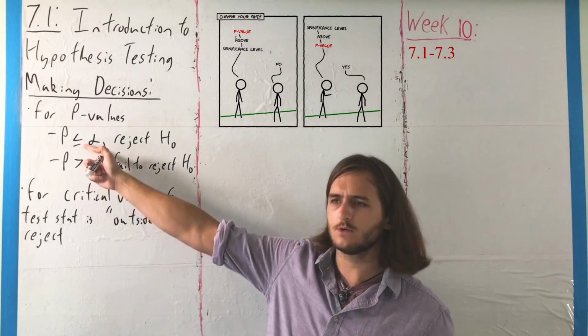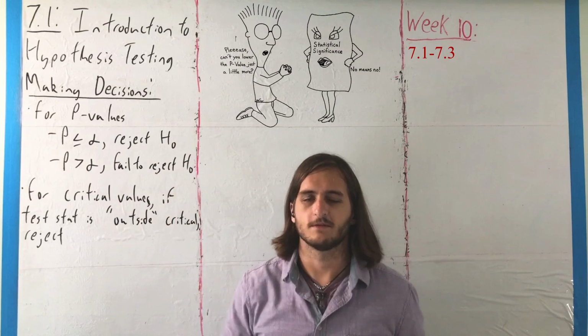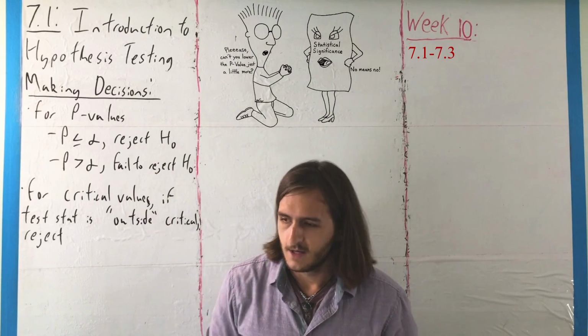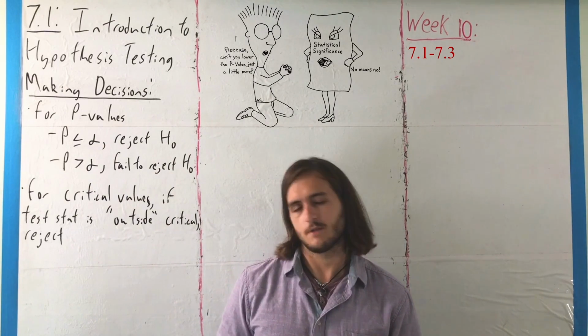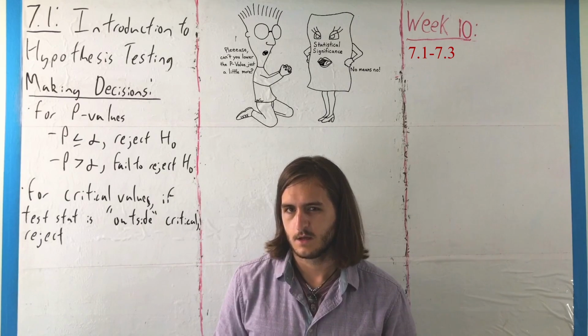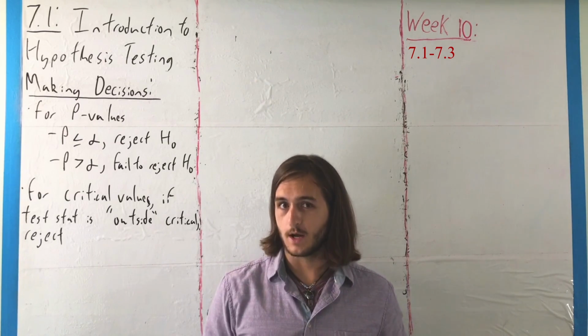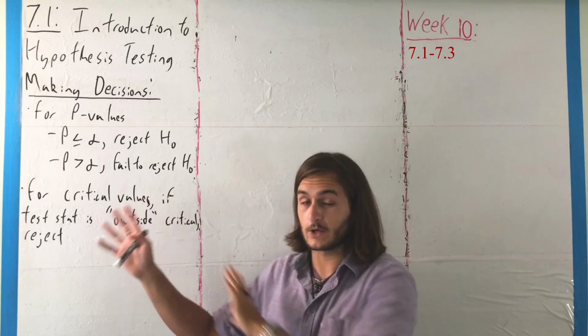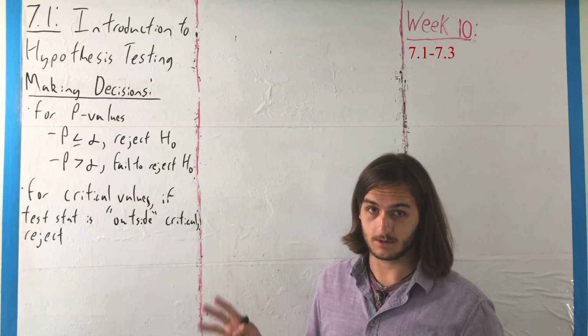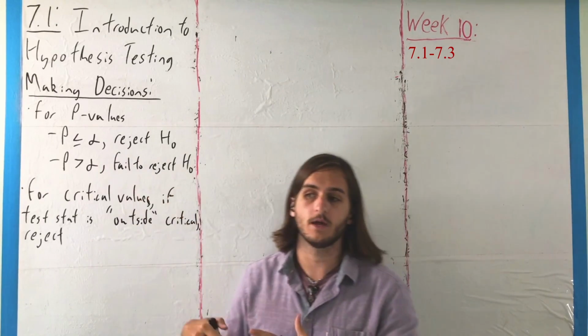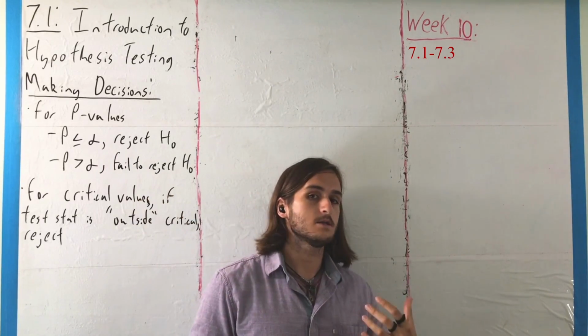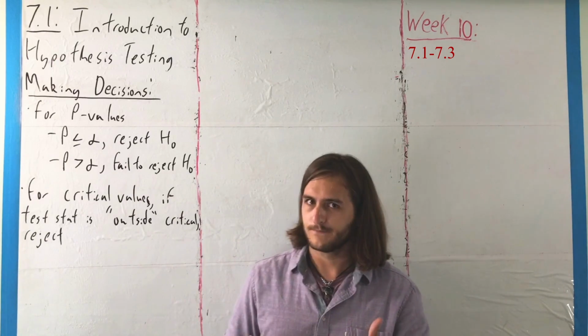I'll say that we include the equals there for the sake of consistency, but the truth is, if you manage to land perfectly on the level of significance, someone's probably playing a joke on you, something weird is going on, it doesn't happen. So don't really worry about that equals to case. Really the important thing is seeing if it's smaller.